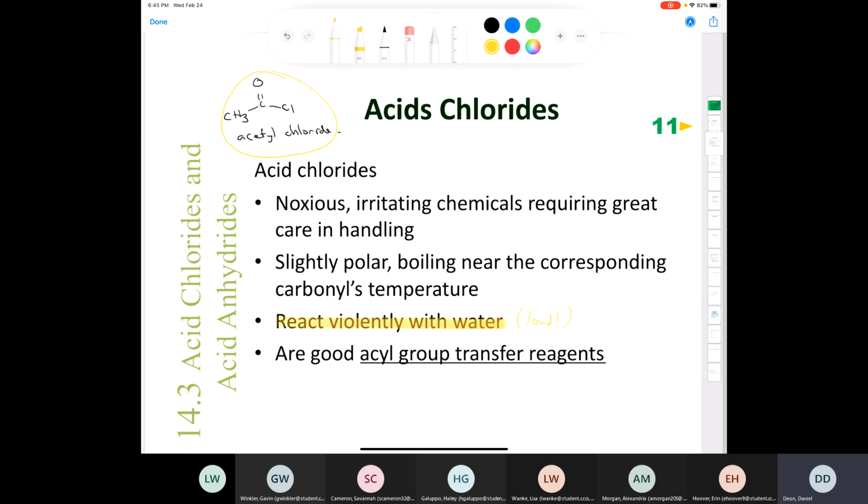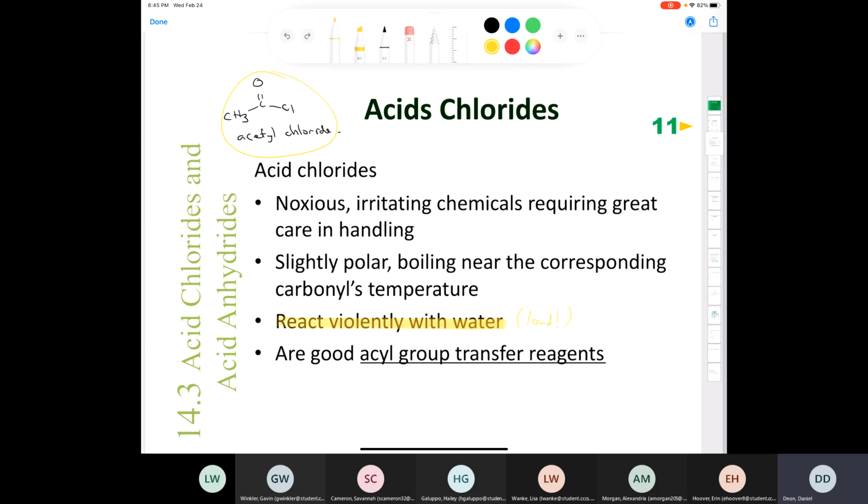Also, they have a very irritating smell. It says here noxious. It's like a sharp smell. It's not like a stinky smell like a sulfur compound. It's very sharp and very irritating. And since you have to keep them dry, you can't have them near water. You have to handle them very carefully.